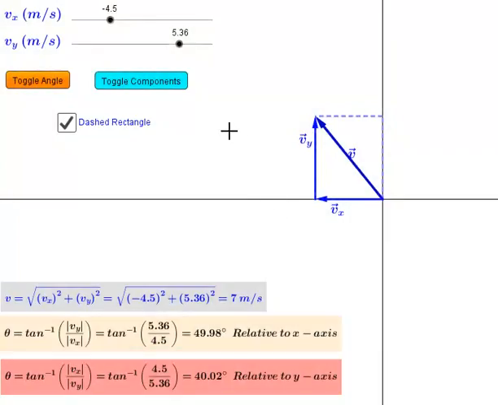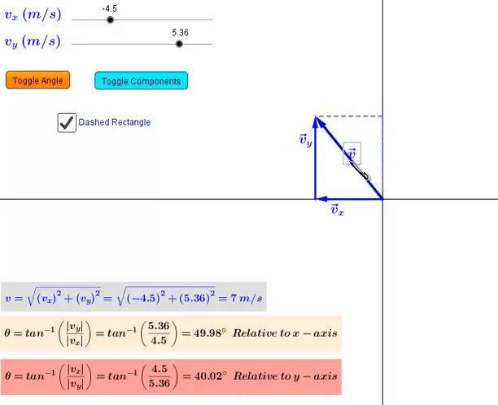In this example, the scalar components are minus 4.5 and 5.36. That means this vector component is 5.36, 90 degrees, and this vector component is 4.5, 180 degrees. So given this information, what we want to do is find the magnitude of this vector and its direction as an angle counterclockwise from the positive x-axis.